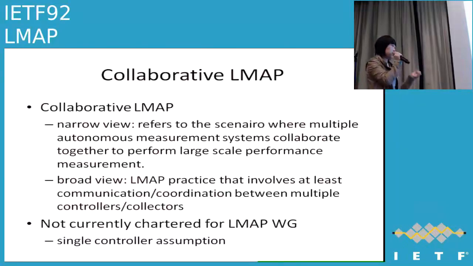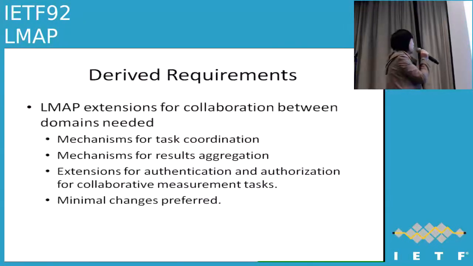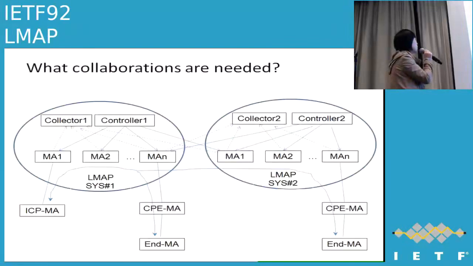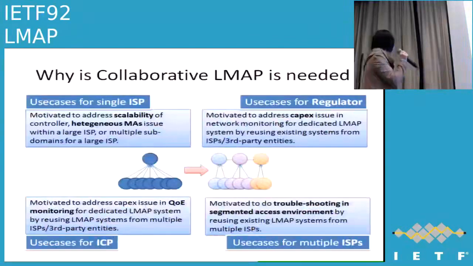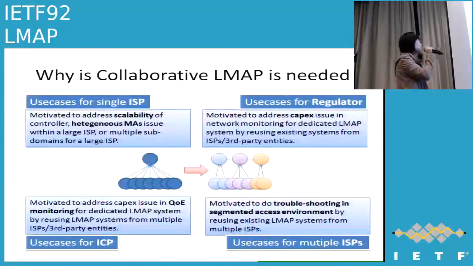This is the use cases we listed in the document. So why is collaboration needed? We have 4 use cases. For single ISPs, they may need to address some scalability problems, like having multiple subdomains for a very large ISP. So they may need to collaborate inside their organizations and companies.